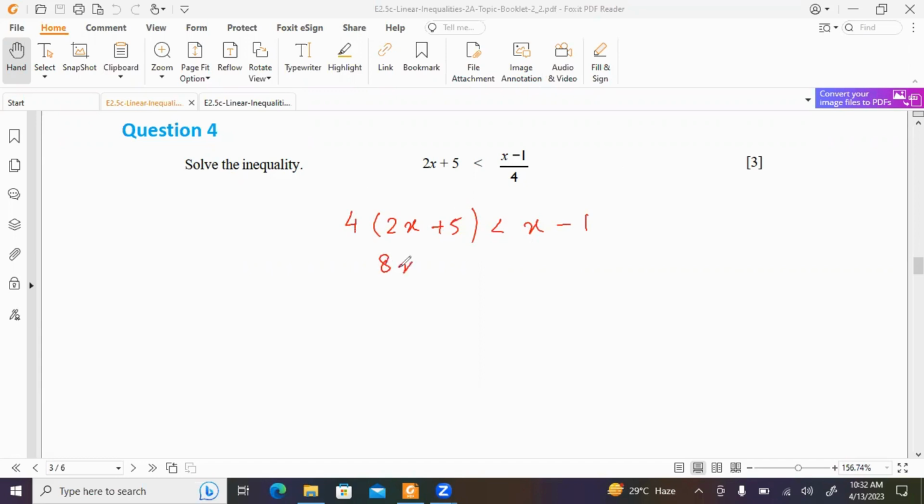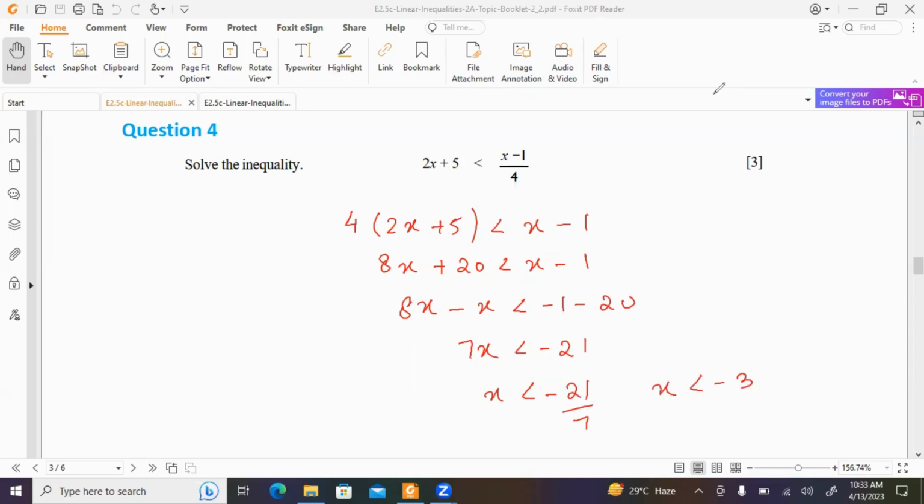8x + 20 is less than x - 1. I'm going to take the x to the left-hand side and 20 to the right-hand side for the collection of like terms. 8x - x is less than -1 - 20, so 7x is less than -21. X is less than -21 over 7, which is -3.